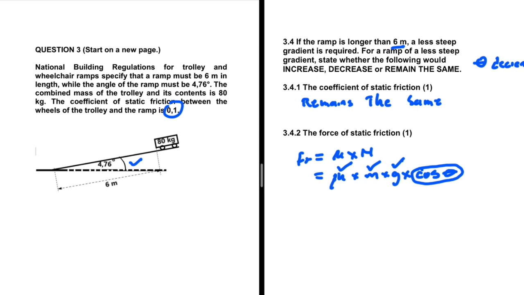Well, cos of 0 is 1, and cos of 90 is 0. So as the angle decreases, cos of theta increases, right? So we can say here that the force of static friction increases. And why do we say that it will increase? Because the normal force increases. Right, because this is the normal force, and as the angle decreases, the normal force will increase as cos of theta increases with a decrease in theta.